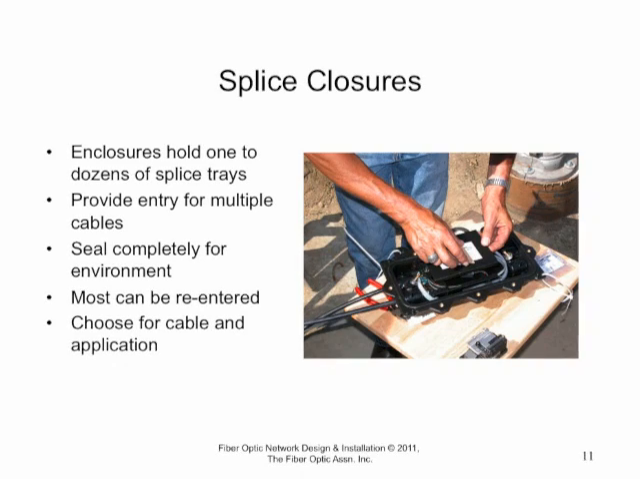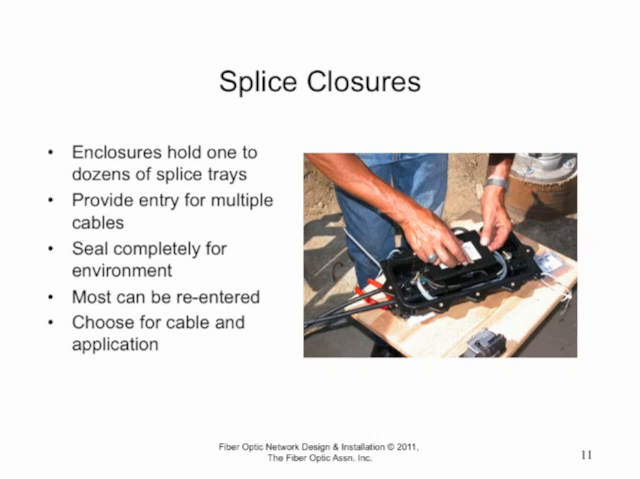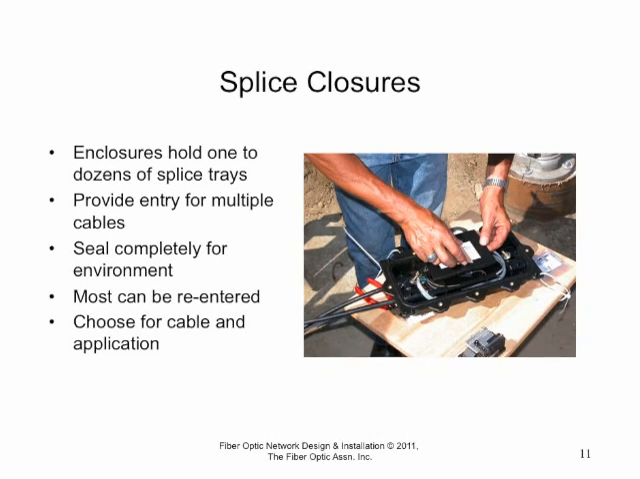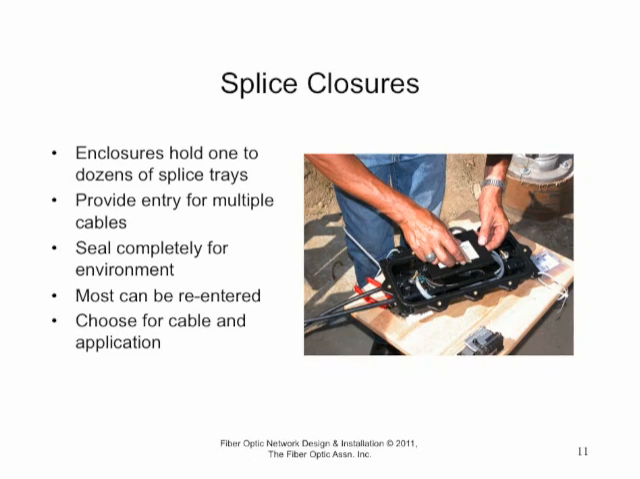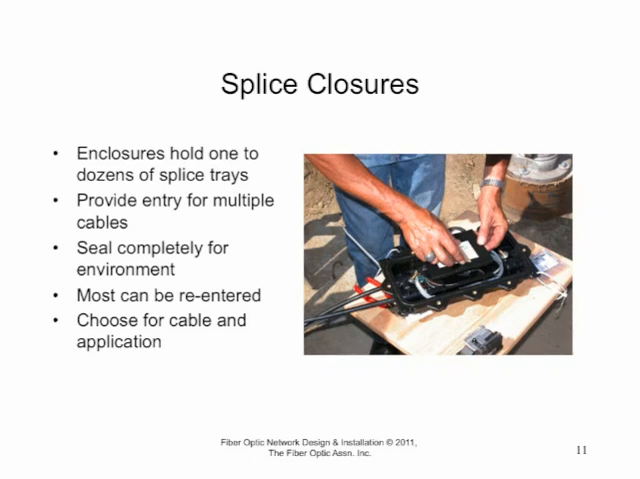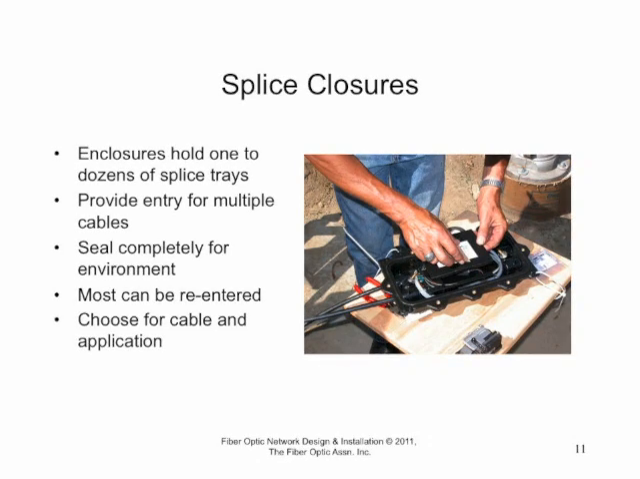Here's a typical small splice closure used in a traffic control system with small fiber count cables. Closures must be chosen for the cables and for the environment in which they will be installed. This one will go into a pedestal. Some go into underground vaults. Some get hung from poles or even cables. You choose the closure for the cable and the application.